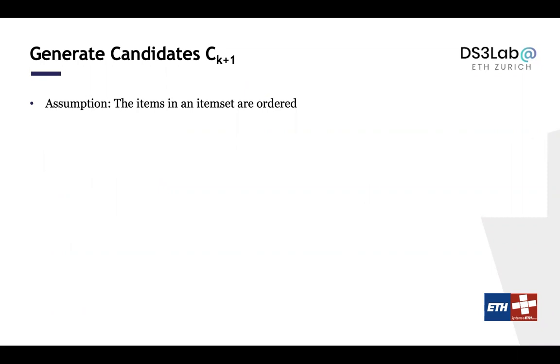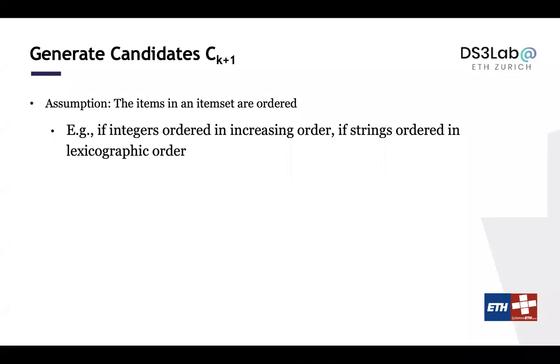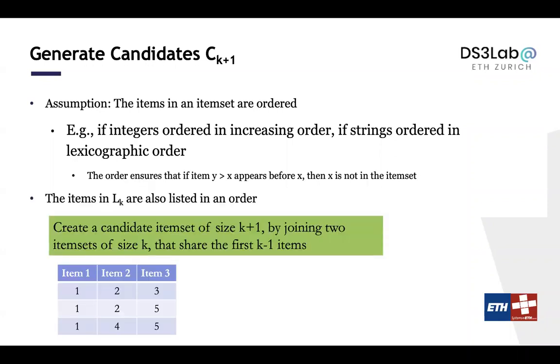Assuming all the items in an item set are ordered, if every single item is encoded as an integer, you can just order them by comparing those integers. If you have strings like milk and whatever, you define an order. So assuming all the items have an order between them, what you are going to do is store them inside a table, where this is essentially like L3.